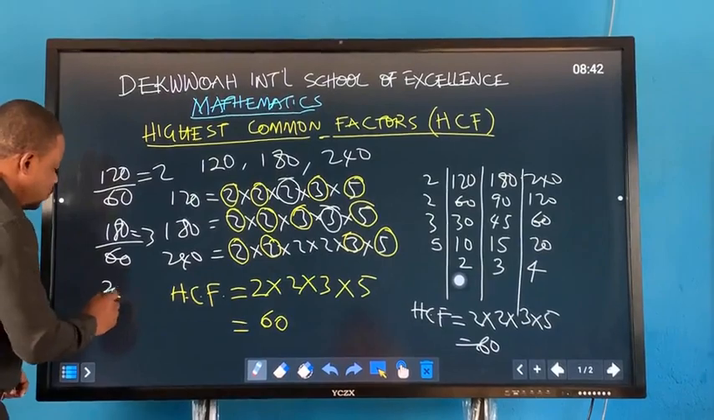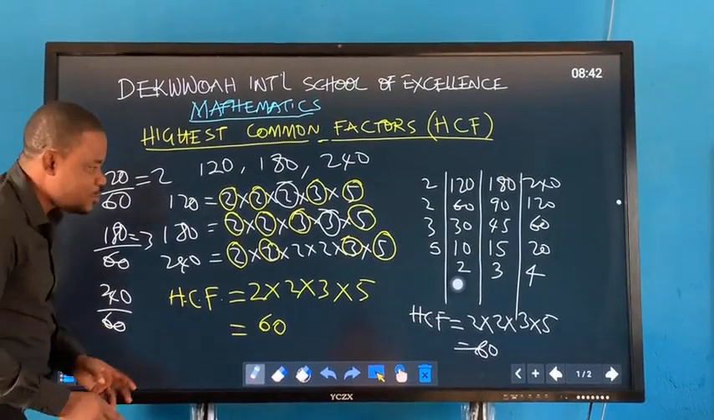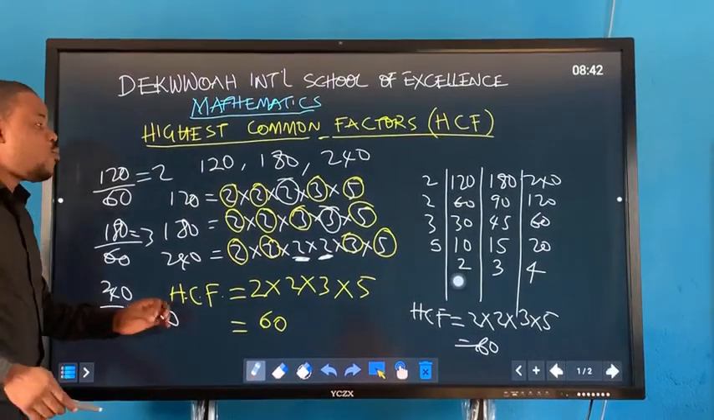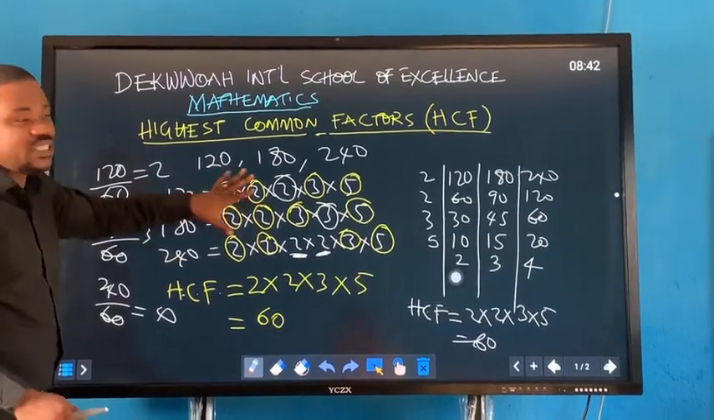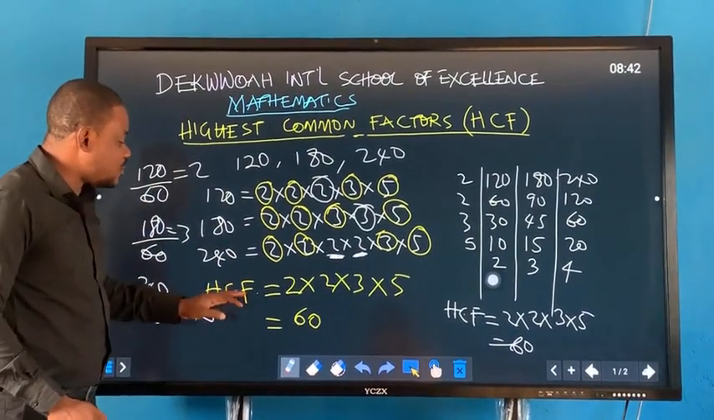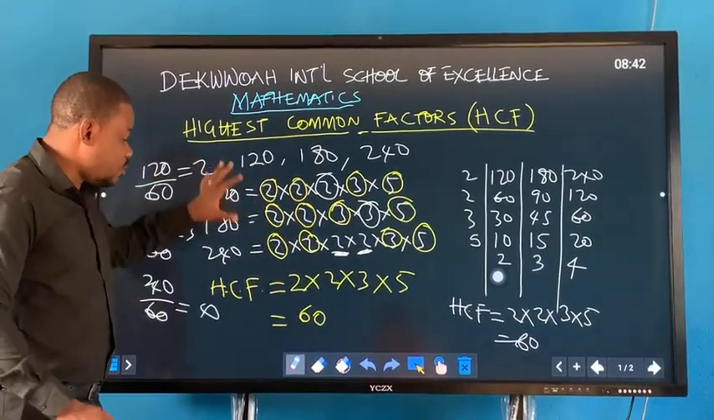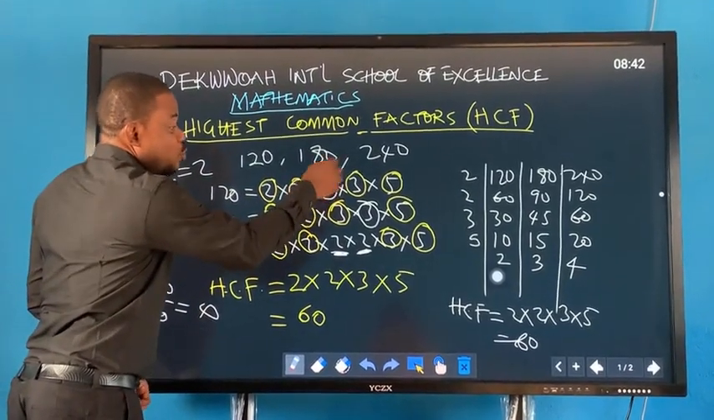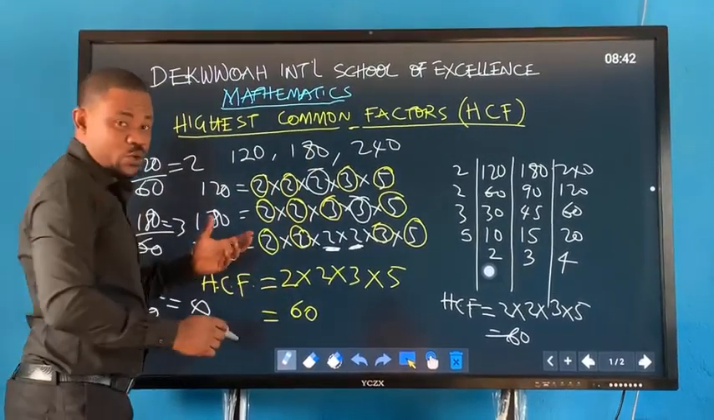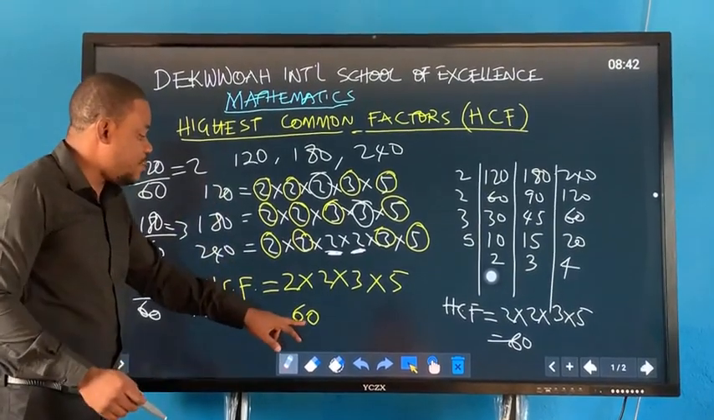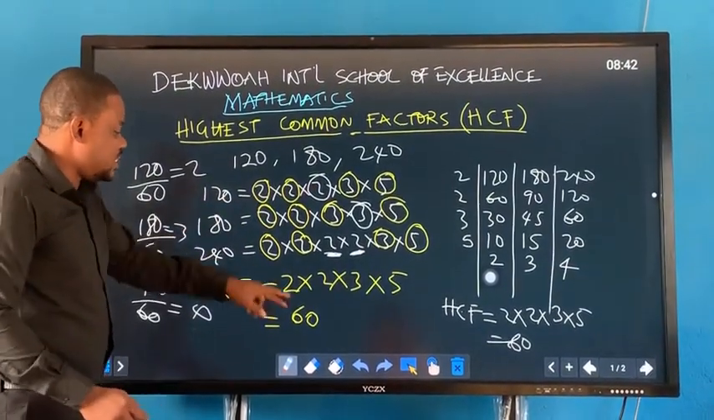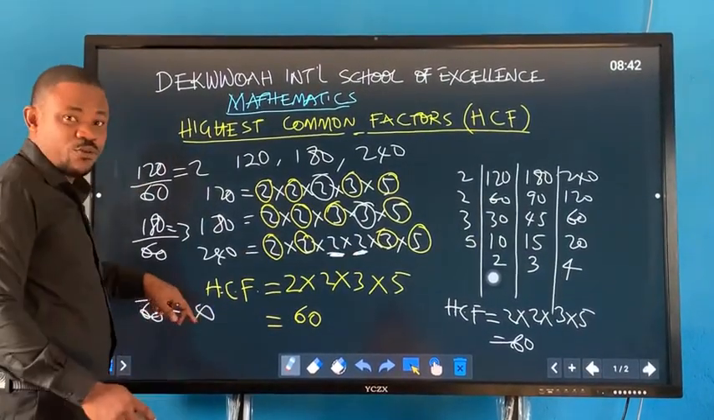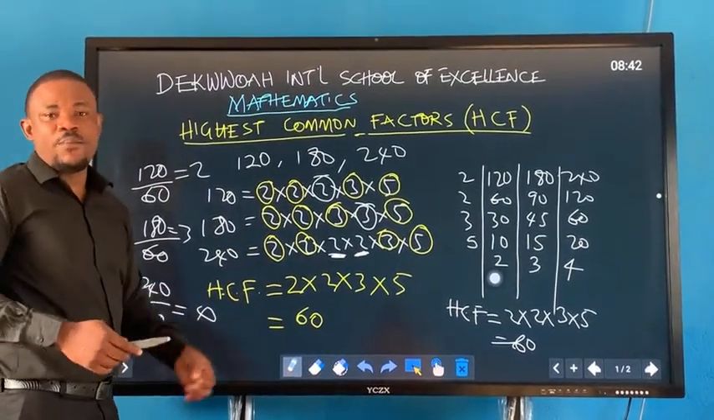If I'm dividing 240 by 60, which value wasn't set? This and this. 2 times 2 is 4. So another way to divide numbers is to understand what the highest common factor is. If I tell you that the highest common factor of a certain number is 60, it simply means that if I divide 120 by 60, the value that is left is my answer. So 120 divided by 60 gives you 2. 180 divided by 60 gives you 3. 240 divided by 60 will give you 2 times 2, which is 4. I'm sure you get this. Let's see what we're going to do next.